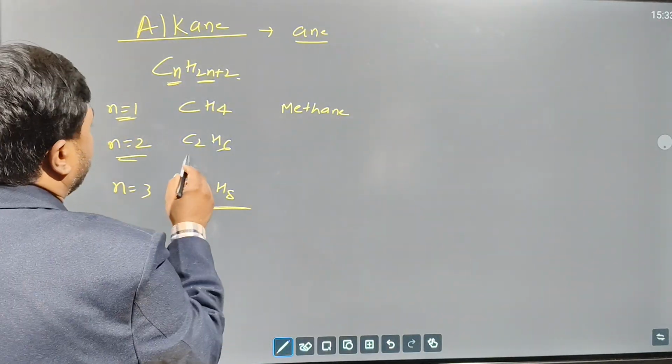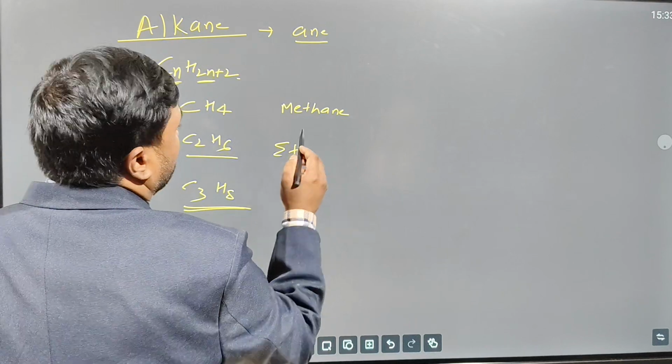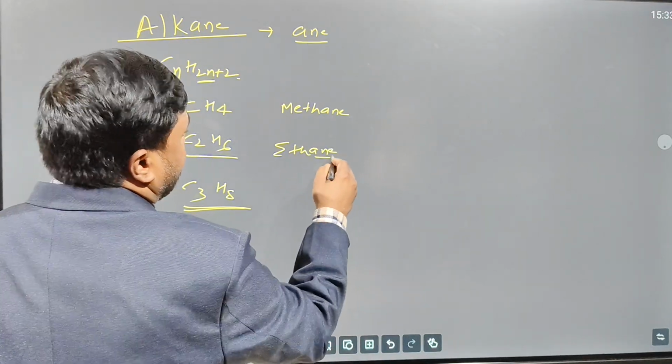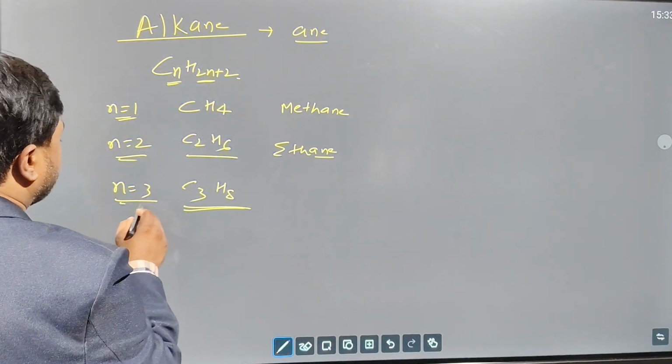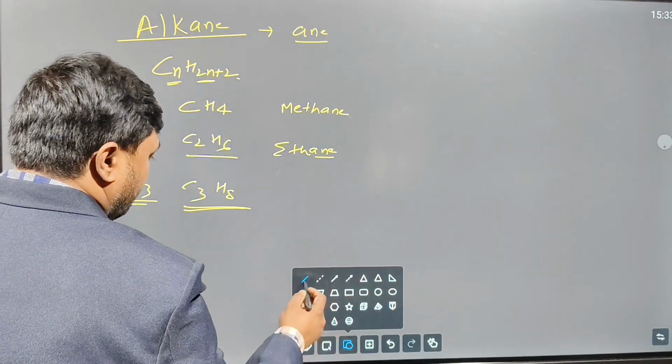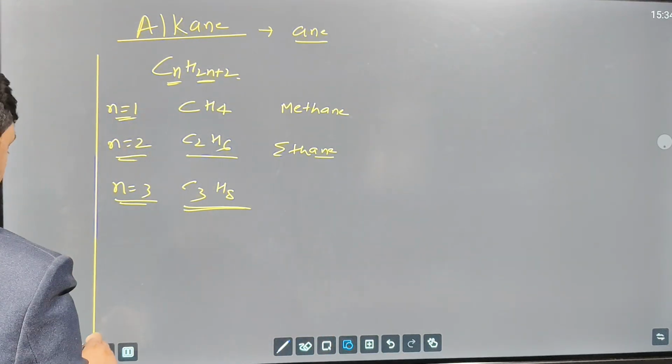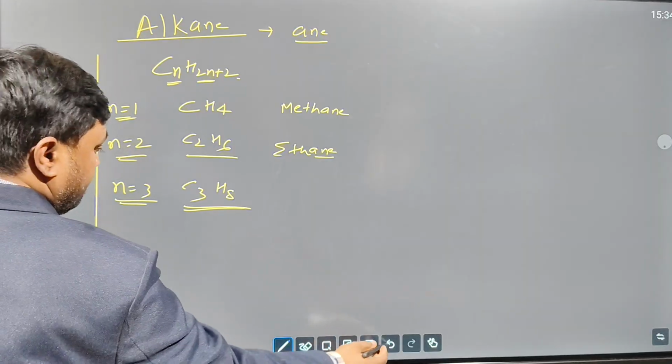n equal to 2. What are we writing? Eth is the root word and suffix is ane. So ethane. Is it clear? For n equal to the next values, I am just writing the root word also. Okay, let's see. Some root words depend upon the number of carbons.